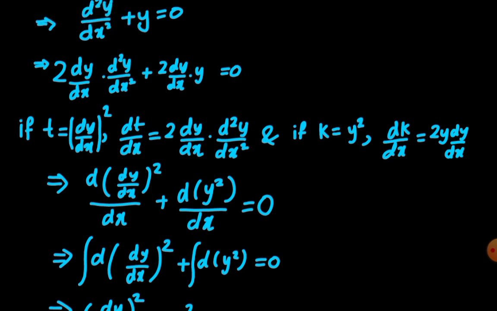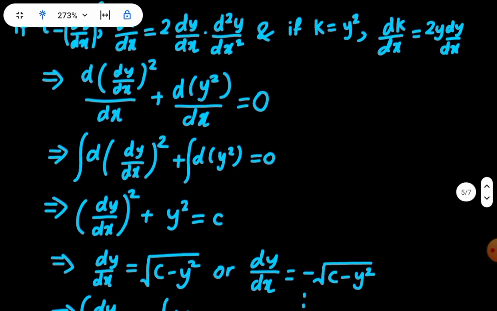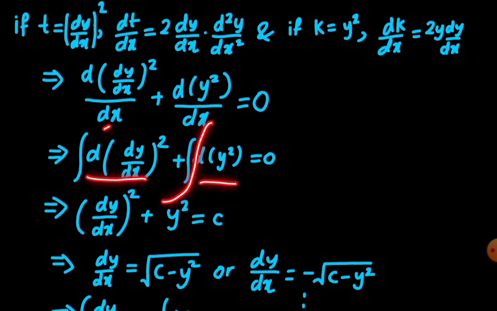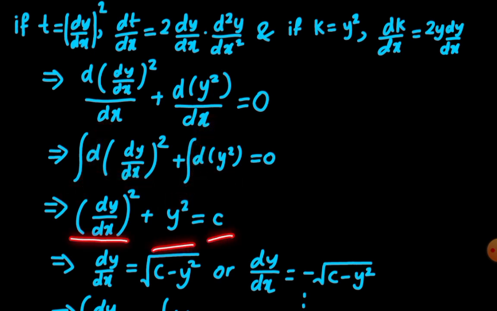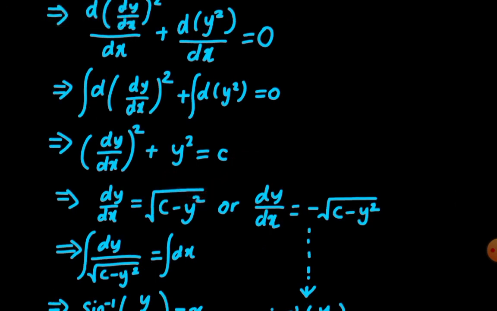And of course, just cancelling out dx from the left hand side, we get this particular expression, and integrating both sides, we get (dy by dx) whole square plus y square equal to c, right? Now, taking y square to the right hand side and square rooting it, we get two solutions, alright? dy by dx equals root of c minus y square, and dy by dx equals minus root of c minus y square. But why is that true?